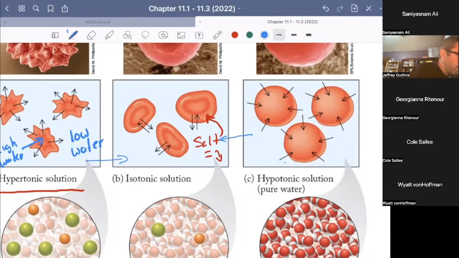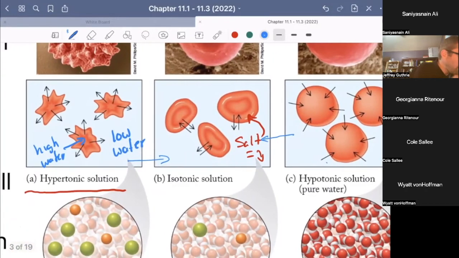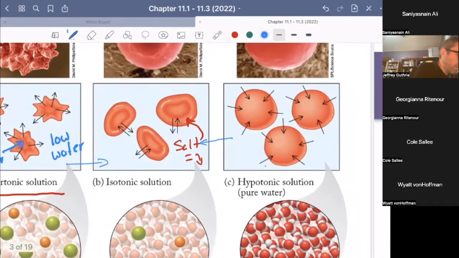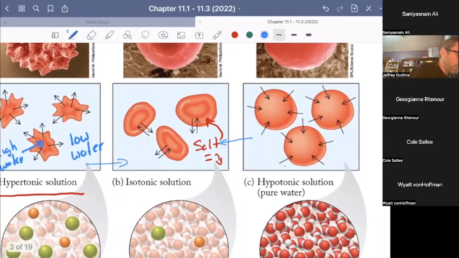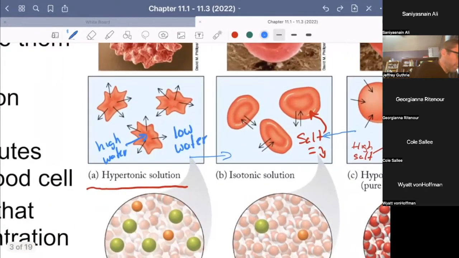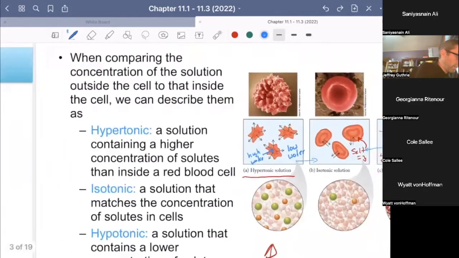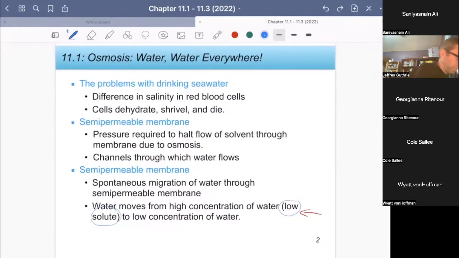So if there's a more salt concentration outside of the cell, wouldn't the water be going into the cell to balance out? Okay, let's just start at this one. So if water is flowing out of the cell, it's just easier for me to talk about it with low solute because that's the way I learned it. Okay, water moves from high concentrations of water to low concentrations of water.